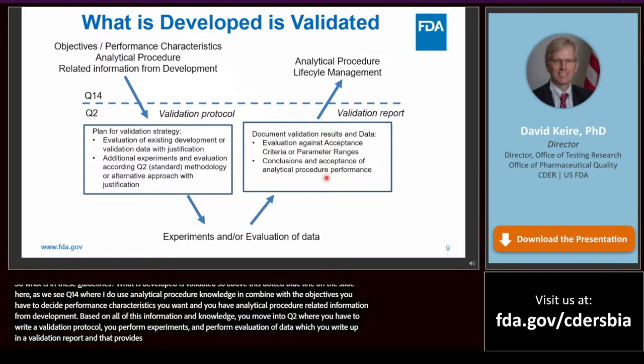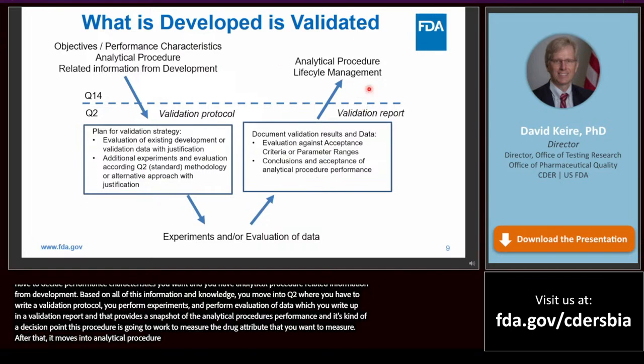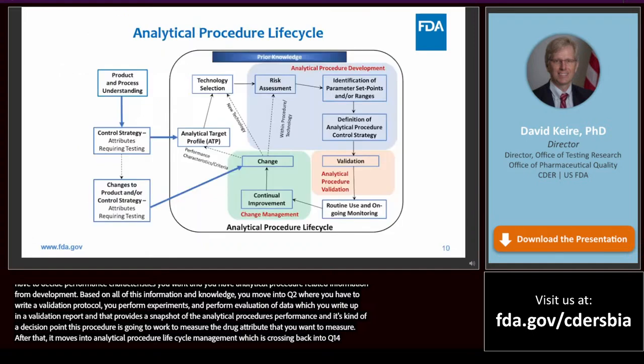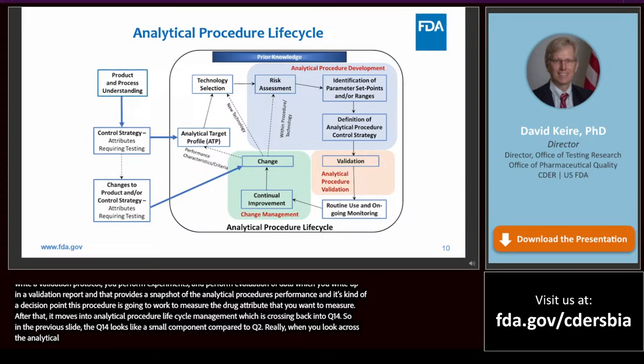And that provides a snapshot of the analytical procedure performance, and it's kind of a decision point that this procedure is going to work to measure the drug attribute that you want to measure. And after that, it moves into analytical procedure life cycle management, which crosses back into Q14. So in the previous slide, the Q14 looked like kind of a small component compared to Q2. But really, when you look across the analytical procedure life cycle, the tan box here is the Q2 part, and all the rest of the things are Q14 elements.